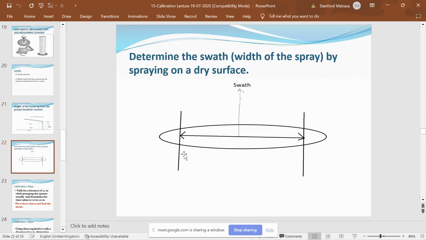When you want to take your swath or width, don't start at the end here. Otherwise, this area will be under applied.